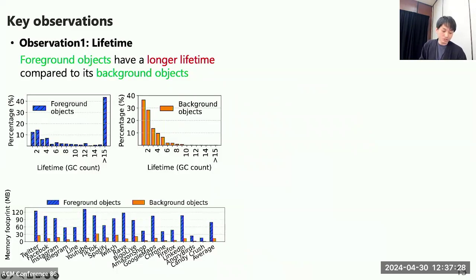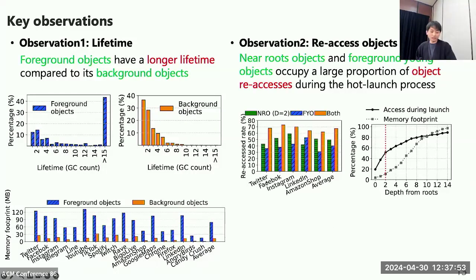The first, by measuring the lifetime, which means the GC count, of the foreground and the background objects when the owner app is in the background, we find that the foreground objects in fact occupy a large memory footprint and have a longer lifetime compared to the background objects. And second, after conducting experiments to analyze the object reaccess during the hot launch, we observe that the near root objects and the foreground young objects occupy a large proportion of object reaccess during the hot launch process.